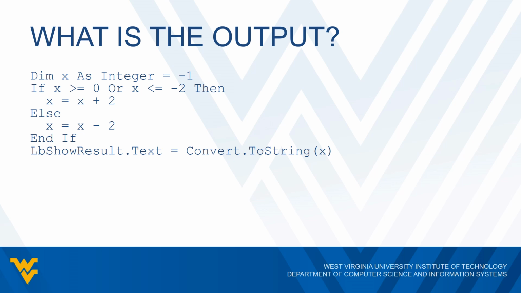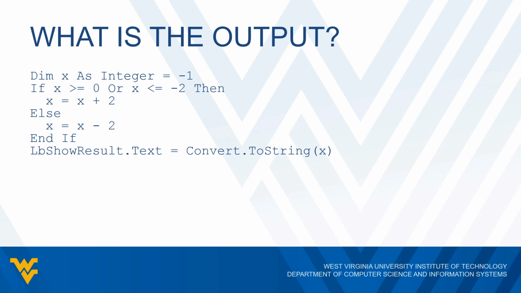Here is another example, and we made a couple of changes here. So x is now initially -1, and we've also changed our second condition to see if x is less than or equal to -2. So with these changes, take a look at the code and see if you can determine the output.